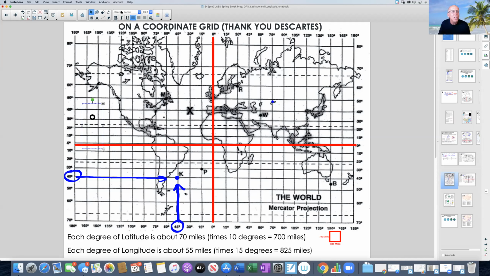Now, if you said that this was 40 South, did everybody start with 40 South? Yes? And did everybody then go 45 West? Do you guys see it? So it's 40 South and 45 West. So now, can you all give me the coordinates of point R? The coordinates of point R right around where Sweden and Denmark is.